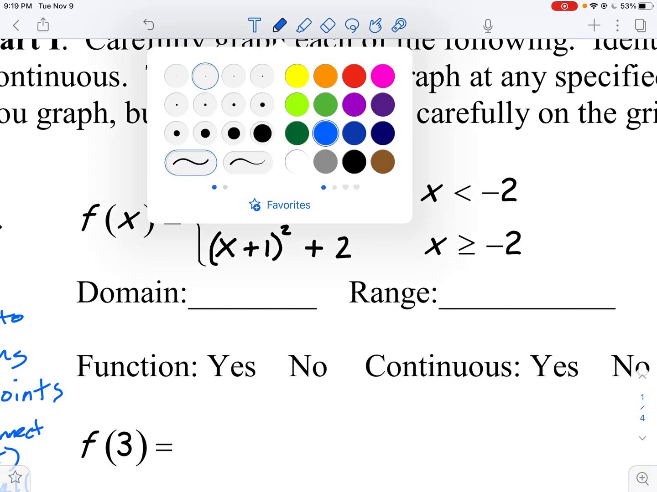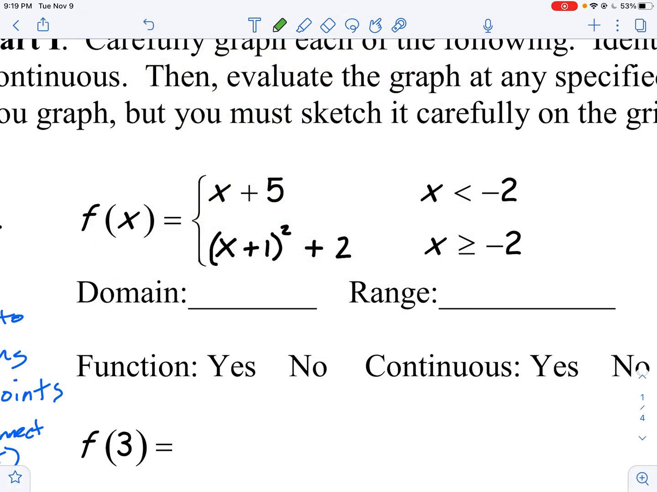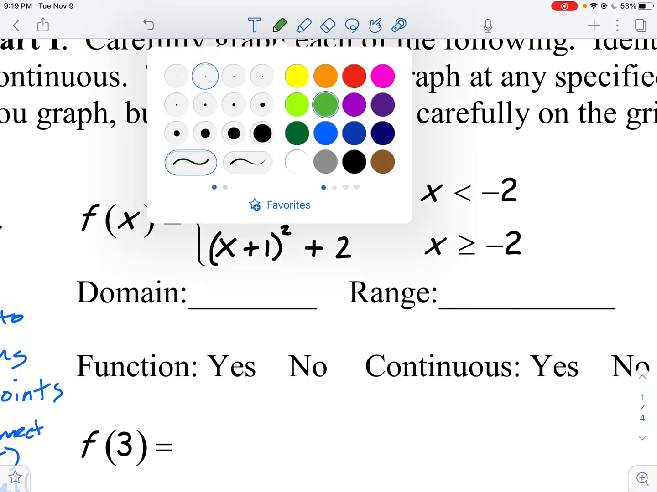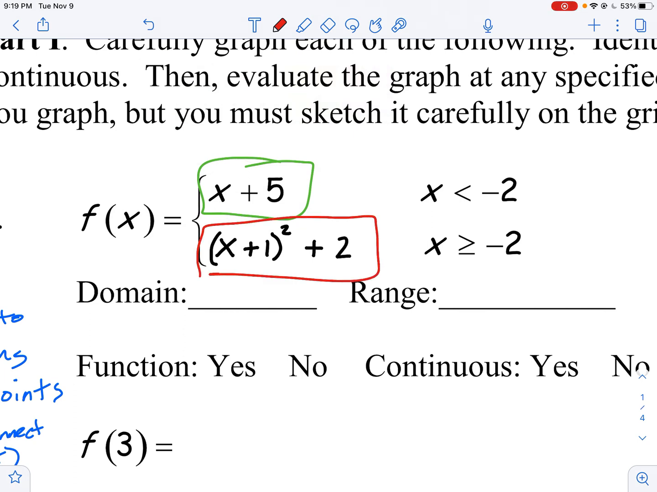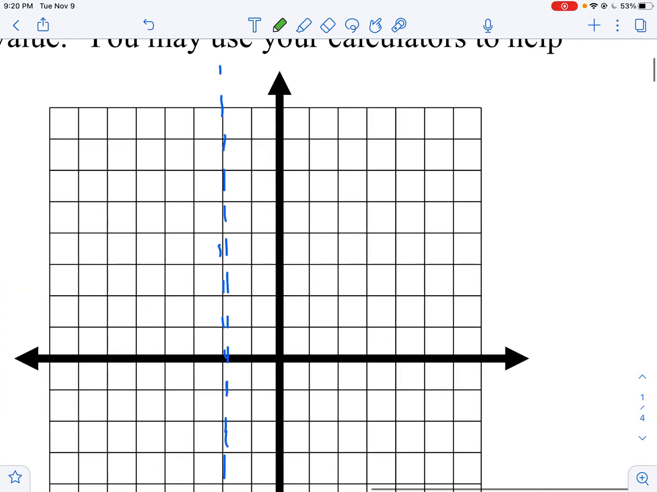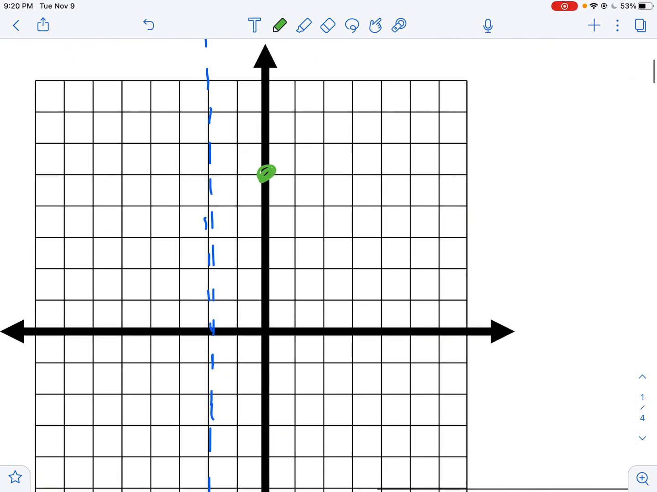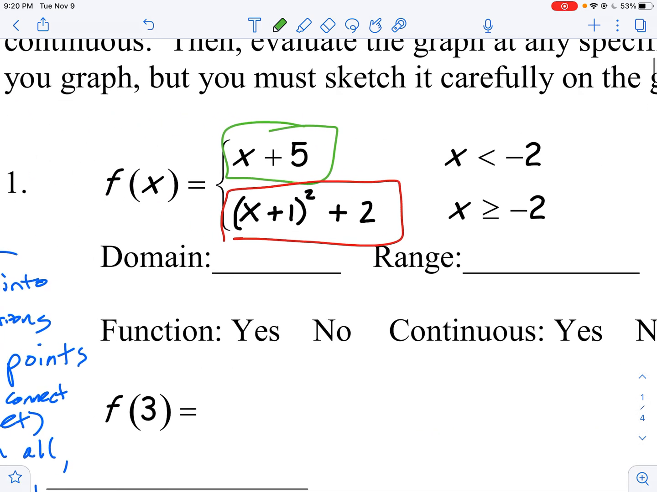Since I have some color options here, I'm going to do this first one in green, and the second one in red, because why not? All right, so let's do this first one. This is a line. It has a y-intercept of 5 and a slope of 1. So I'm going to come over to my graph. I've got my y-intercept of 5: 1, 2, 3, 4, 5. Put my dot here. And then my slope is 1, so I'm going to go up 1, right 1, up 1, right 1. But you can also go down and left, down and left, down and left, like this. I'm putting all these dots, but I'm not going to connect them quite yet. We'll get to the connecting part later.